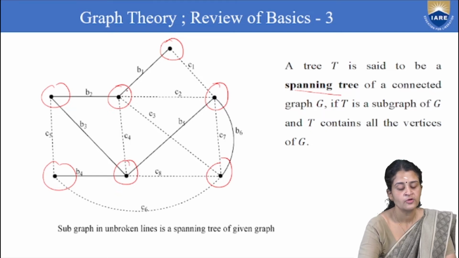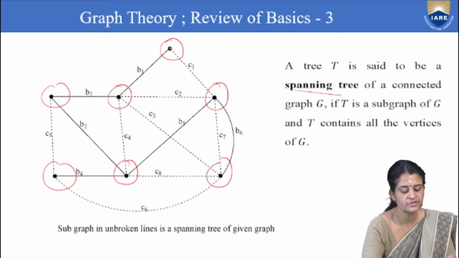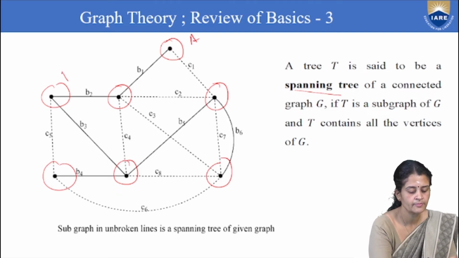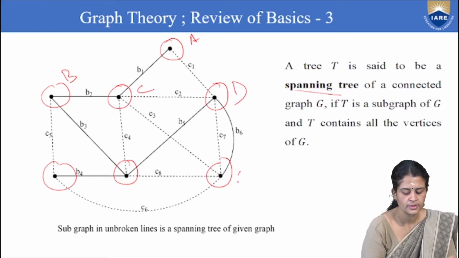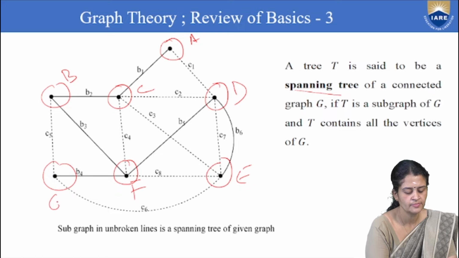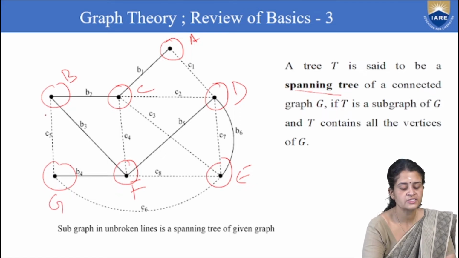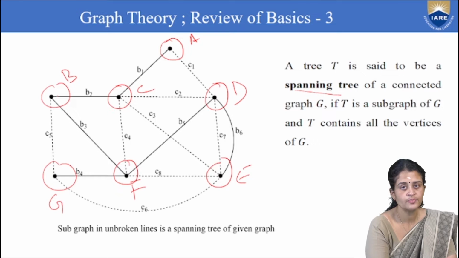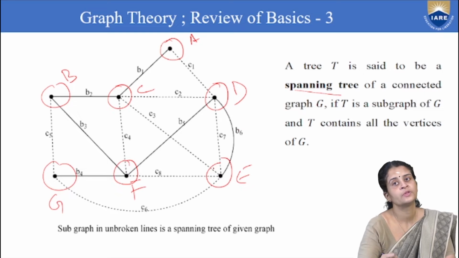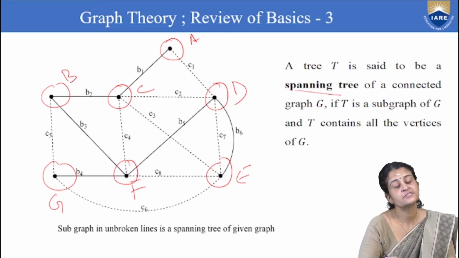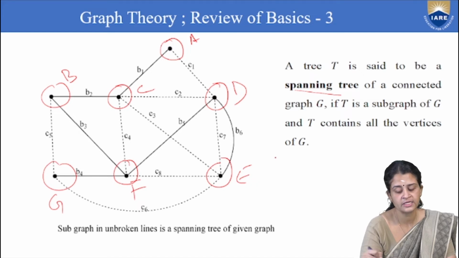See these unbroken lines. I am connecting a tree with these vertices. If the vertices are A, B, C, D, E, F and G, these unbroken lines connect A to C, C to B, B to F, F to G, F to D, and D to E. It is a connected graph and contains all the vertices of the given graph. So it is a spanning tree of the given graph. That is, what has been marked with unbroken lines is the spanning tree of the given graph G.